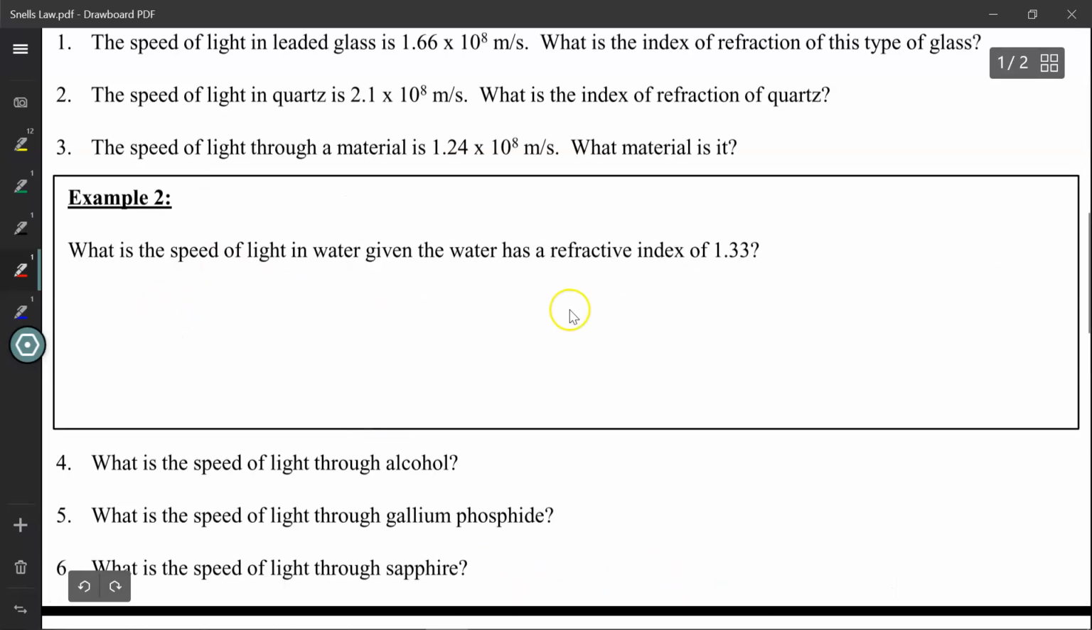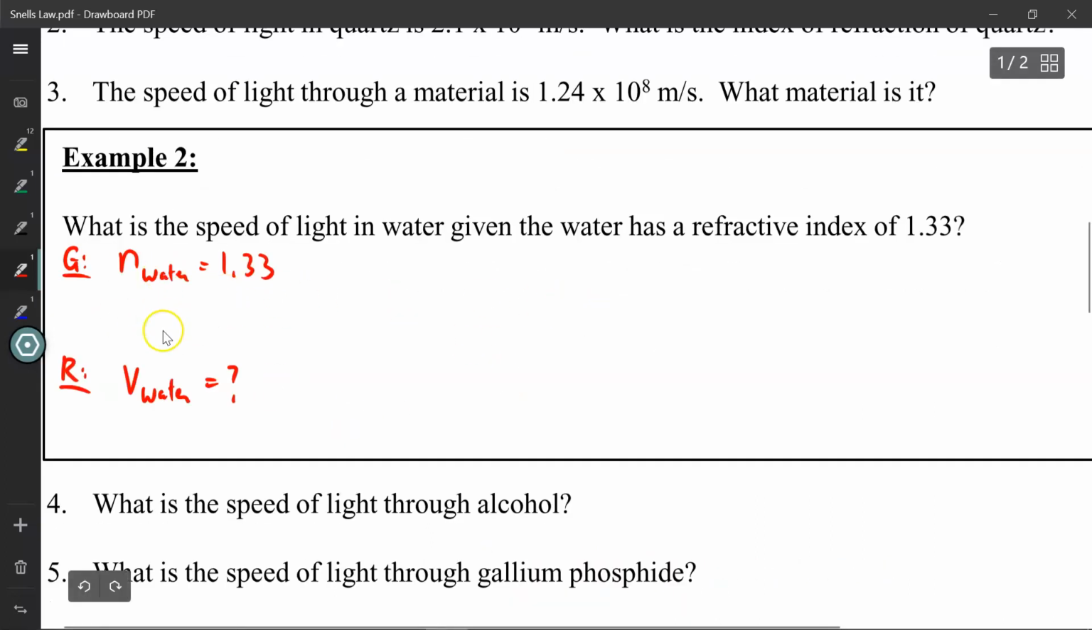But let's try question 2 together. So let's use the GRASS method again. Given, what is the speed of light? So that's what I'm trying to calculate. R, the speed of light in water. Given that water has a refractive index of 1.33, so n of the water is 1.33. Obviously, I'm going to have to use this equation. n is equal to c over v. But there's a slight problem. I have n. I'm trying to find v, but I have no information about c.